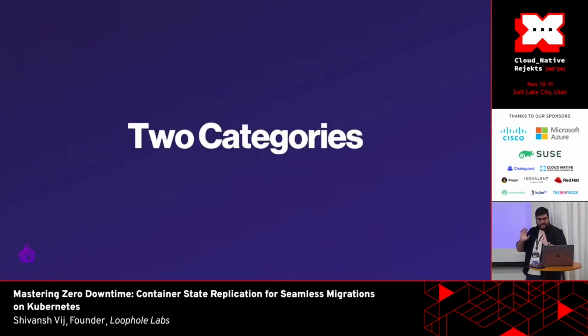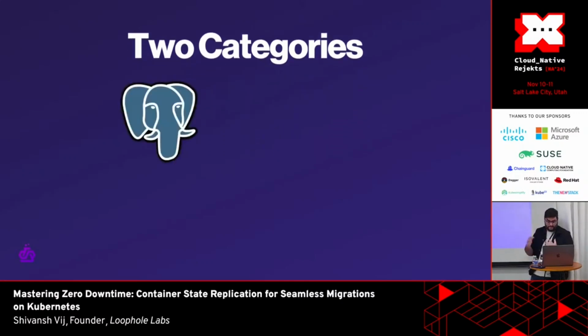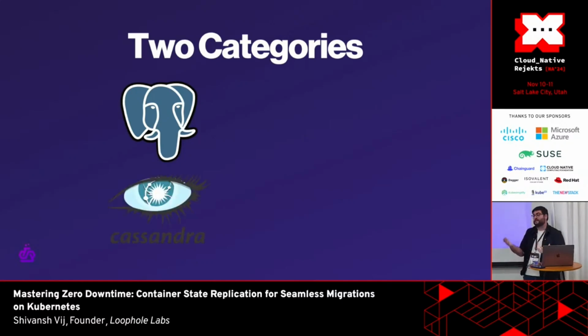Okay, so stateful application migration generally comes in 2 categories, right? And the first category is application layer replication. A good example of this is Postgres' write-ahead log, but also Cassandra's node replication.